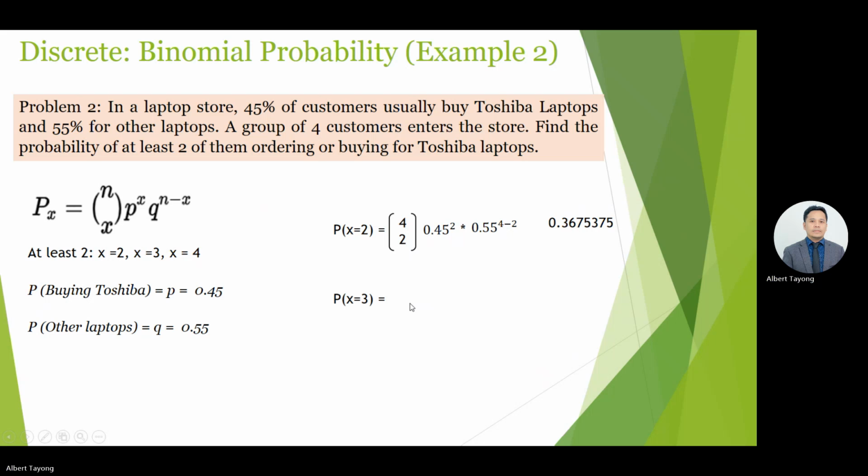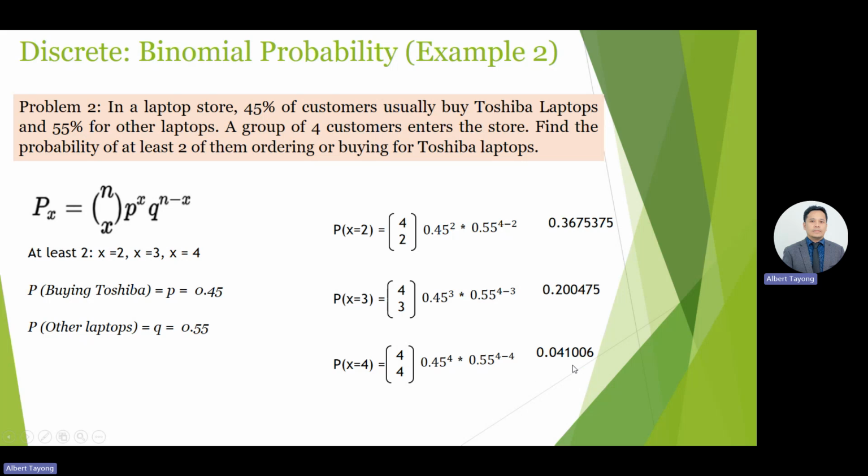For P of X equal to 3, that becomes 4 choose 3 times 0.45 raised to the power of 3 times 0.55 raised to the power of the difference of these 2. So the answer will be 0.200475. For P of X equal to 4, that is 4 choose 4, so multiply by 0.45 raised to the power of 4 times 0.55 raised to the power of the difference of these 2. Okay, so the answer is this.